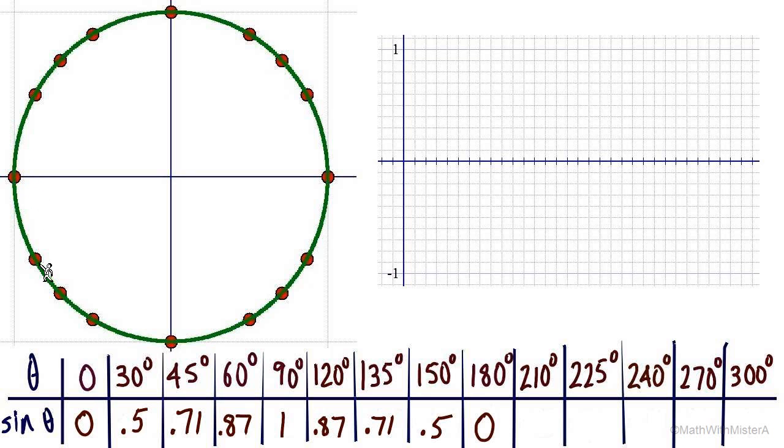Now we're dealing with some negative vertical values because we're going down from the x-axis. A negative 1/2, negative radical 2 over 2, and so on. 300 is the last point on our table, but we can see the repeating patterns that the next one would be a negative radical 2 over 2, and then a negative 1/2, and so on.